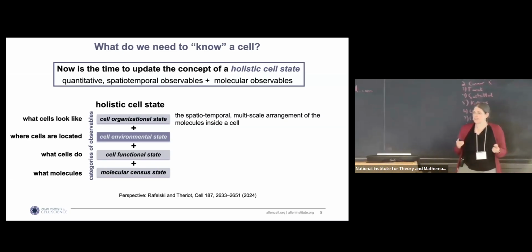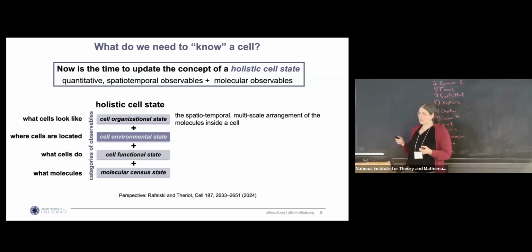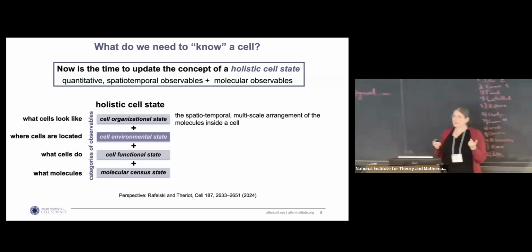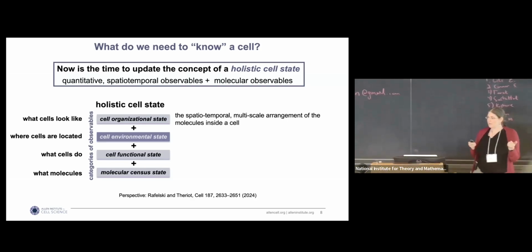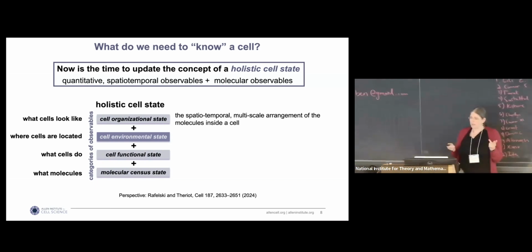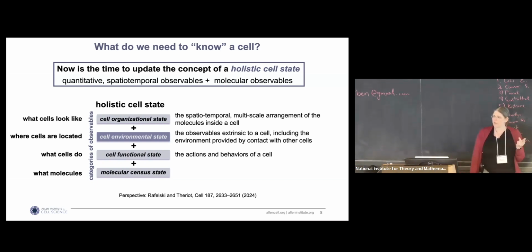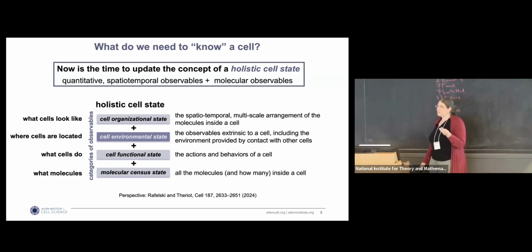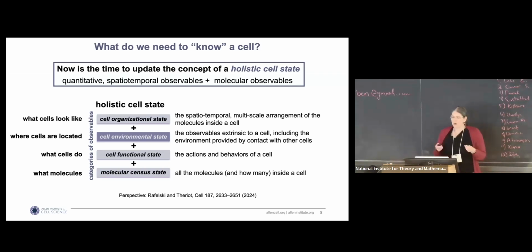And so traditionally cell states have been defined by what cells look like, which we're going to call cell organization, where cells are located in the body or in a tissue, which we're going to call environment, what cells do, which is cell function. And then importantly, incredibly usefully for us over the recent past, is the molecular census, or all the molecules and how many there are in the cell. And we've used that to create signatures and representations of what we then call cell states.